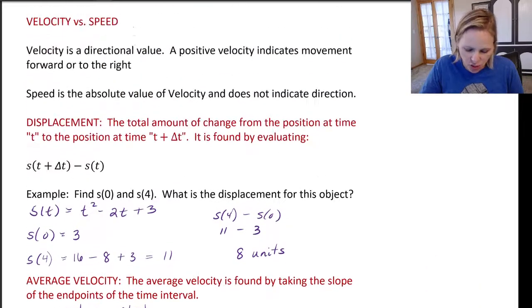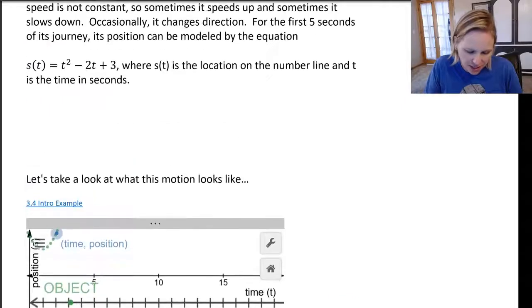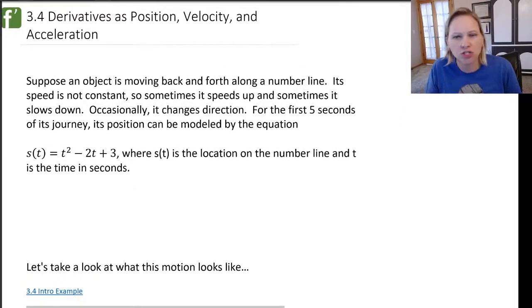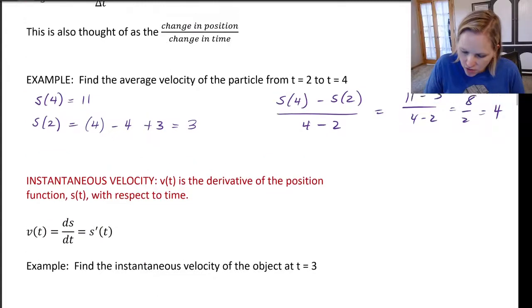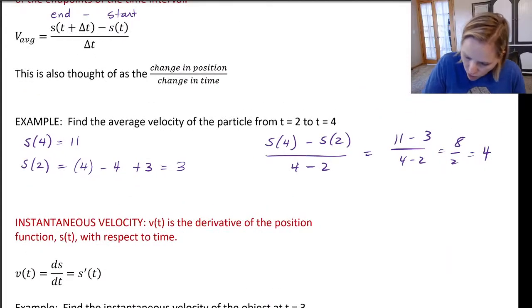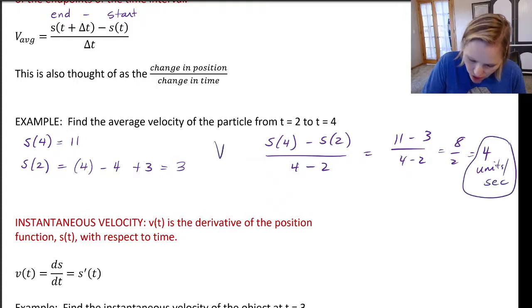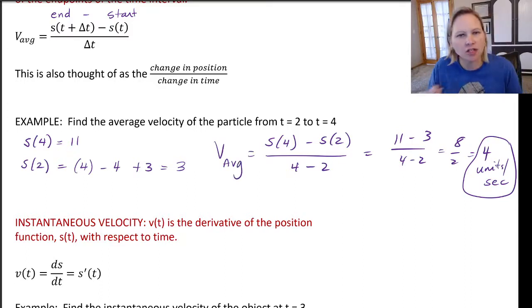I'm not sure, I can't remember, let's go back and see if it indicated any kind of units, because we always want to make sure that we include that. So we'll say units per second, because we don't know what our distance unit is being measured in. So 8 units was our displacement up there. 4 units per second is our average, and we indicate this by saying v average. So our average velocity over those 2 seconds is 4 units per second.